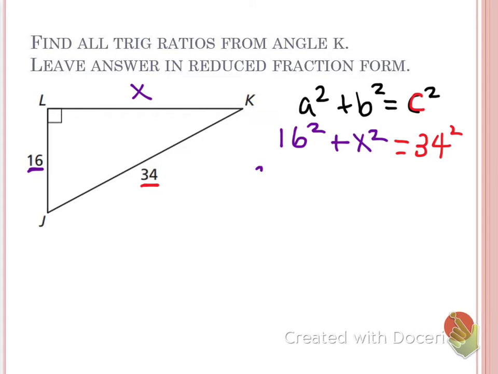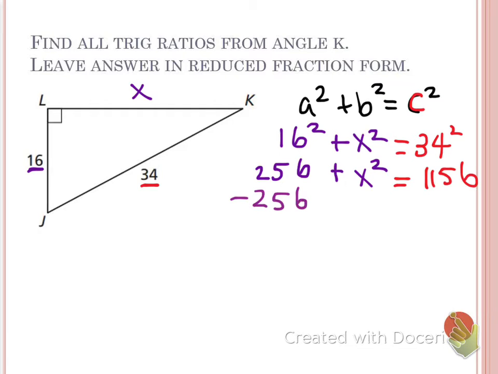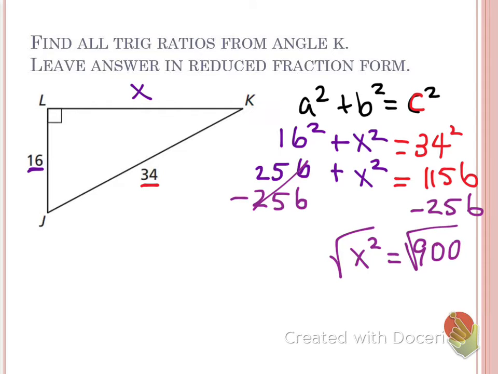16 squared is 256. 34 squared is 1,156. Subtract 256. X squared equals 900. Take the square root, and x equals 30.